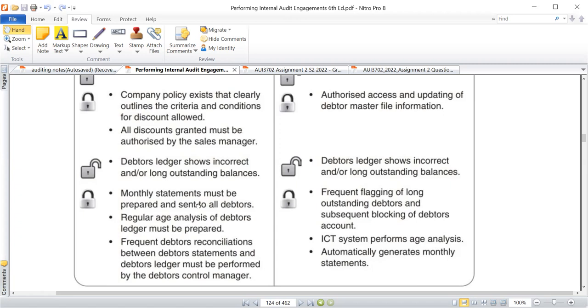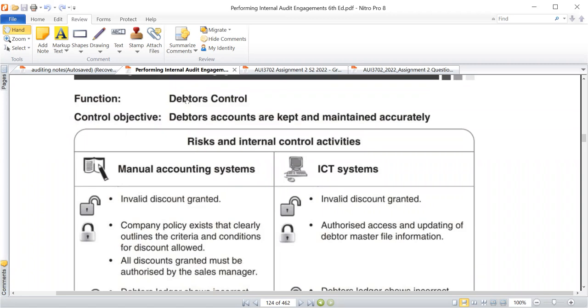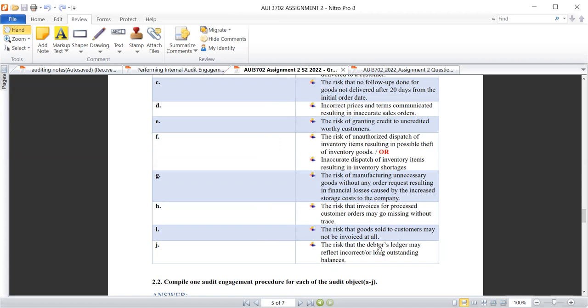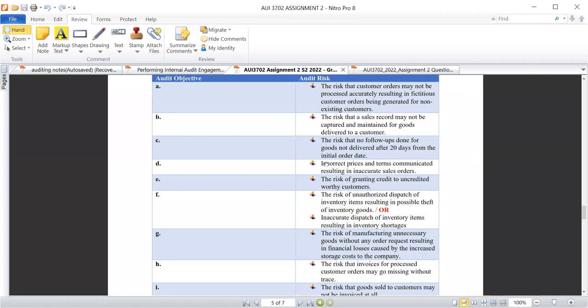So it's really right straight in front of you. And this is the function in the revenue and receipt cycle that we're dealing with, debtors control. So that's how you could have obtained that one. So look at the risk that I've given: the risk that the debtors' ledger may reflect incorrect or long outstanding balances. And then you are done with question 2.1 from A to J. So these are probable audit risks. I'm not saying this is everything, guys, but you can also think of others beyond what I've just given you. This is just as a guide, and it's very relevant to the question that has been given to you.